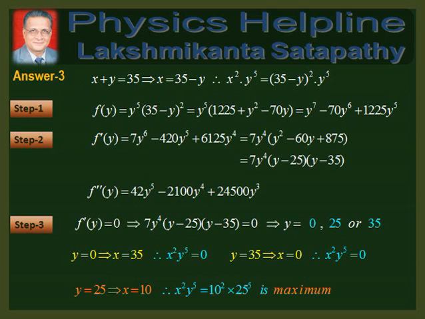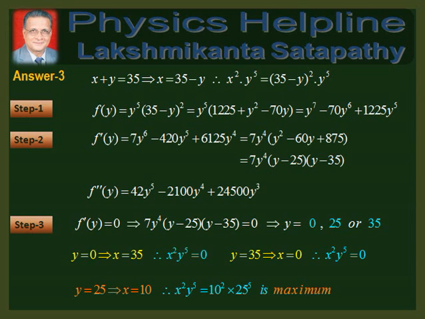In the second step, we differentiate the function, which gives f'(y) = 7y^4 (y - 25)(y - 35), and f''(y) = 42y^5 - 2100y^4 + 24500y^3. In the third step, we solve the equation f'(y) = 0, which gives y = 0, y = 25, and y = 35. And the corresponding values of x are 35, 10, and 0.